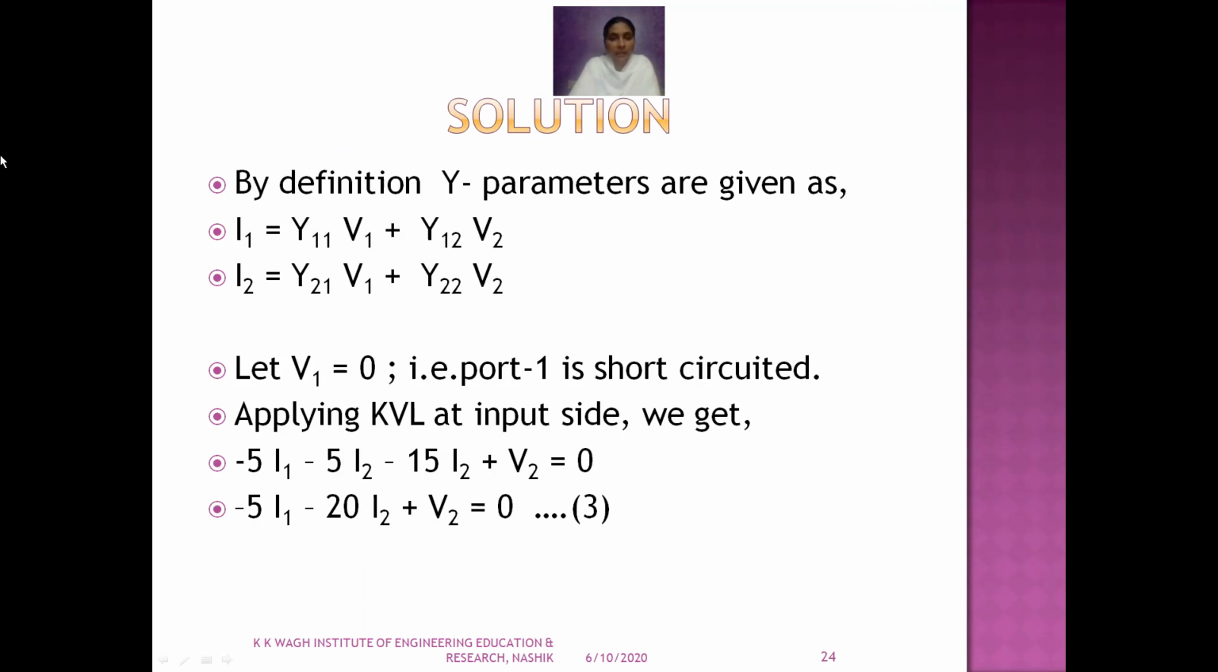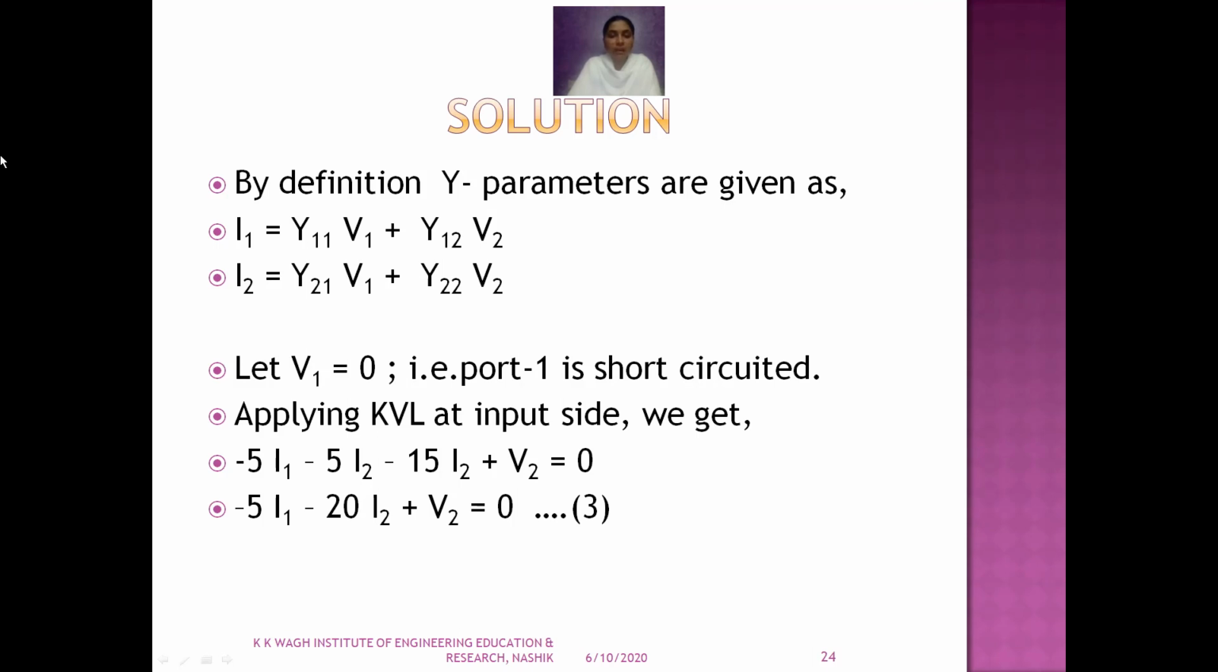Why am I deliberately including this? So that you get the idea of what Y parameters are and what we are supposed to calculate. Now the process of shorting port 2 is completed. Now we will short port 1. So if port 1 is shorted, V1 is 0.